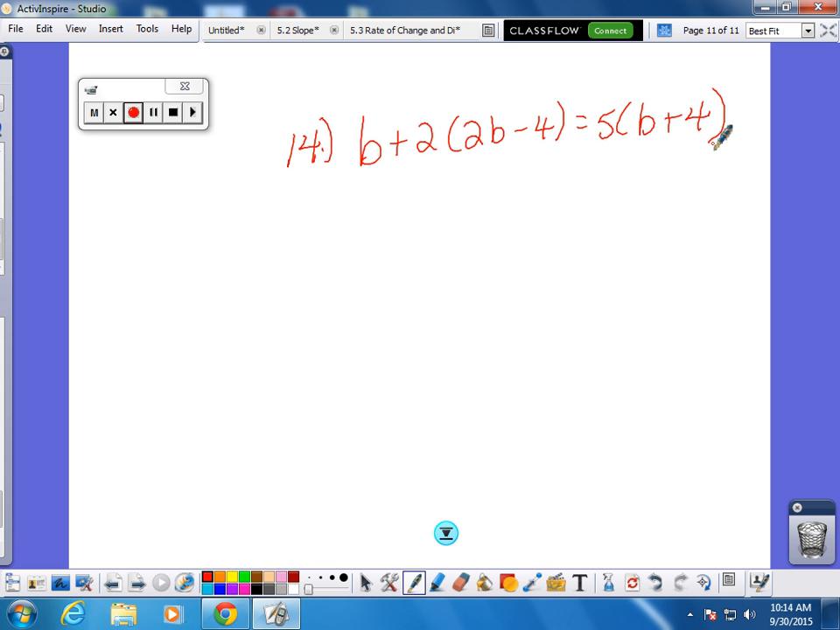Alright, distributive property. Let's put these together, what do I get? Positive. Some people get confused because there's not a 1 there, but there is. It's understood to be there.